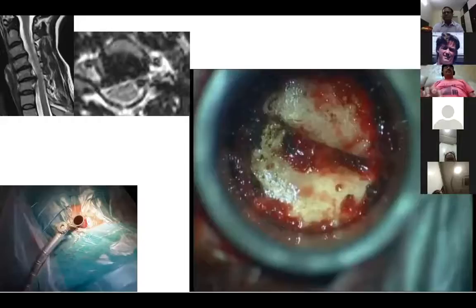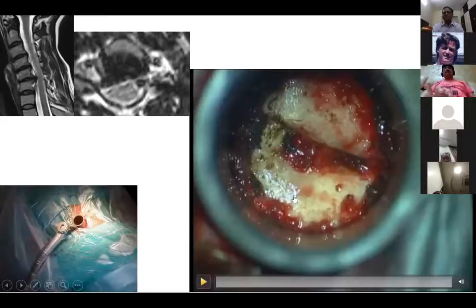As you see, there is a disc prolapse at the C6-7 level, a posterolateral disc prolapse, and this is the minimally invasive approach. As you see here, the self-retaining retractor of Medtronic, and this is the view you get. As you see here, this is the superior facet, this is the inferior facet, this is the medial, and that is lateral. So I'm going to show you this video.